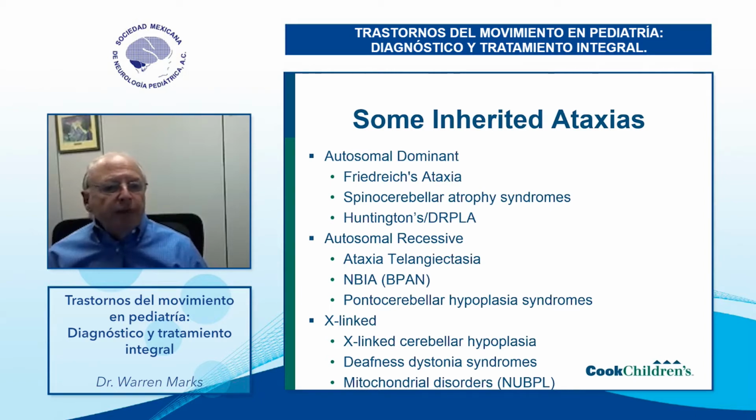And then there are some X-linked disorders, such as X-linked cerebellar hypoplasia that I alluded to, the deafness dystonia syndromes, of which there are several that have hearing loss, dystonia and ataxia. And there are some mitochondrial disorders that can mimic some of the others. The most striking one that I've seen is the NUBPL mitochondrial disorder, which presented like an early onset ataxia telangiectasia.